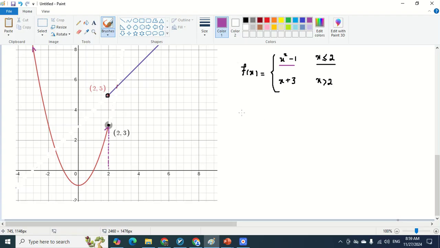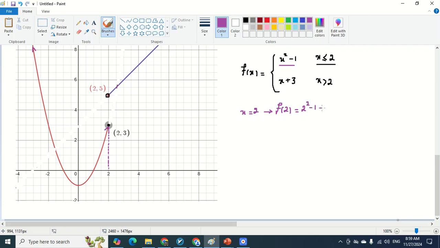This means that if x is equal to 2, you can put that value over here, x equal to 2, then it results in f of 2, which is equal to 2 squared minus 1, and 2 squared minus 1 is equal to 3, as you can see over there.